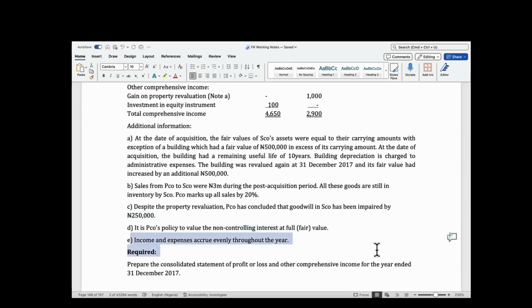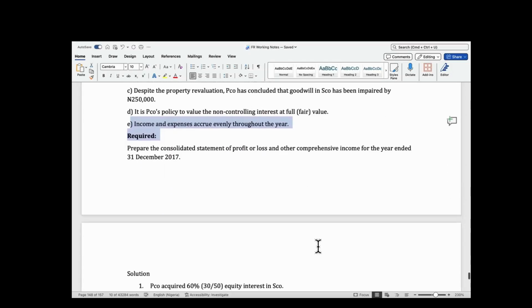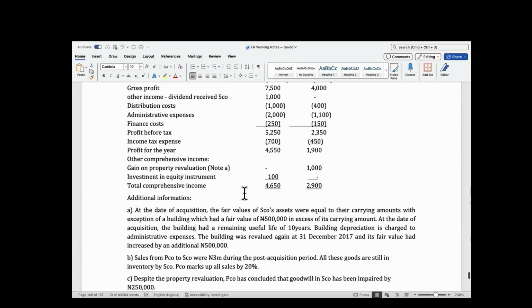And income and expenses accrue evenly throughout the year. What this is telling you is this: since the subsidiary was acquired during the year, you can prorate the line items that you need to consolidate. So you don't consolidate the full year. You are now required to prepare the consolidated statement of profit or loss and other comprehensive income for the year ended 31st December 2017. I've already explained everything that needs to be done.